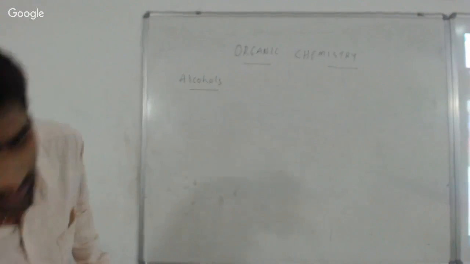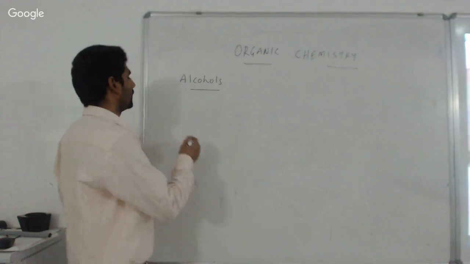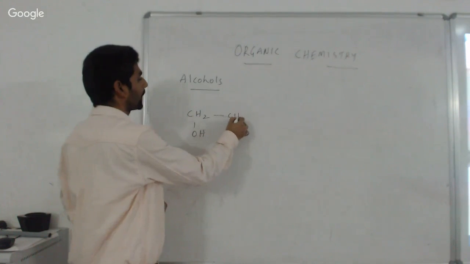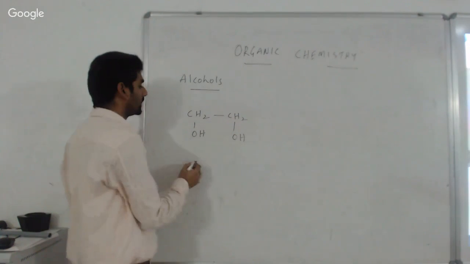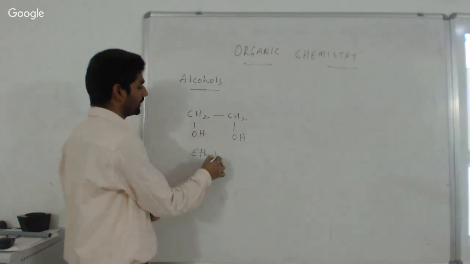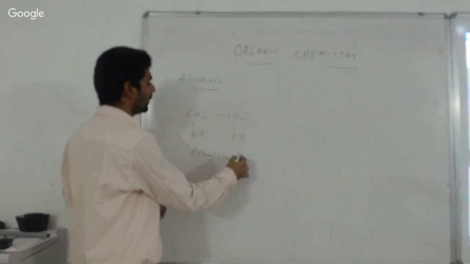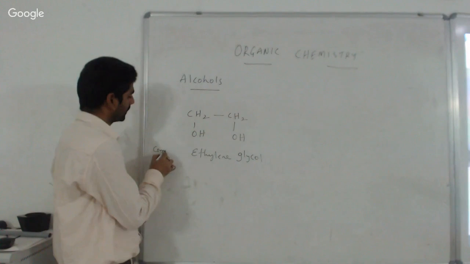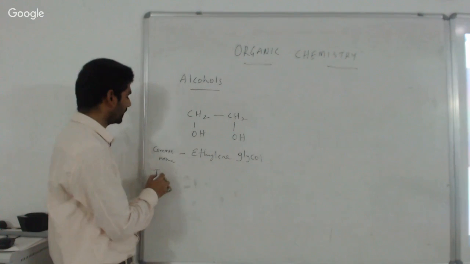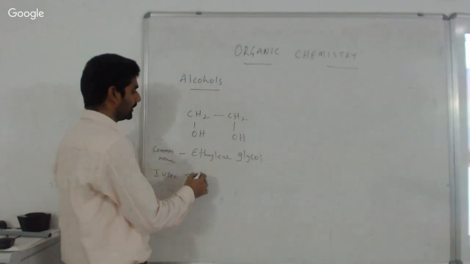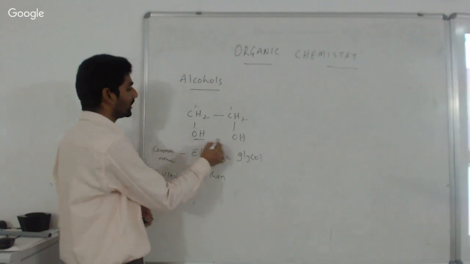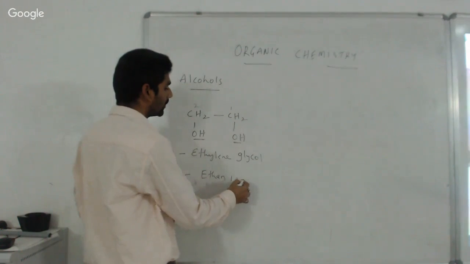Next, dihydroxy alcohol. Here we have CH2OH, CH2OH. The name of this compound is ethylene glycol, its common name. The IUPAC name is ethane; here alcohol is present at 1, 2 positions, so ethane-1,2-diol.